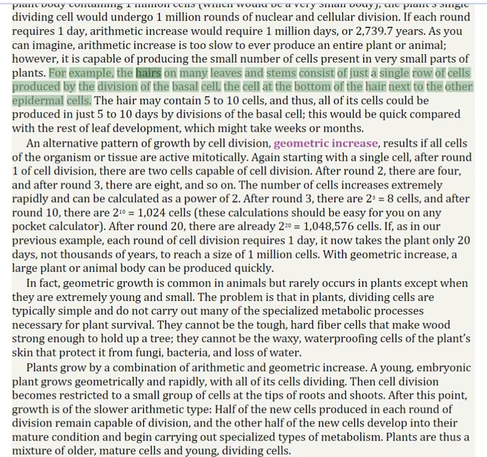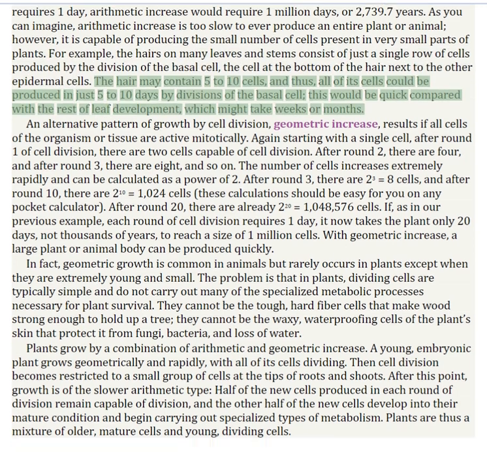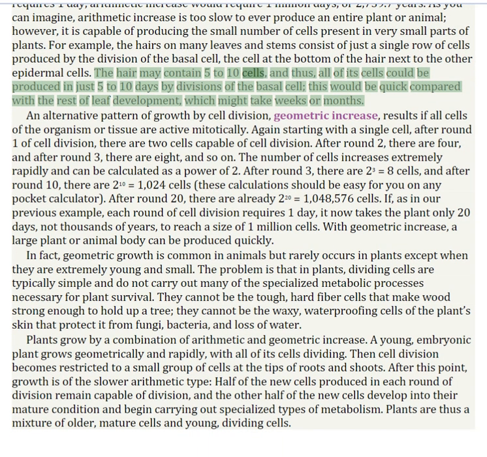For example, the hairs on many leaves and stems consist of just a single row of cells produced by the division of the basal cell, the cell at the bottom of the hair next to the other epidermal cells. The hair may contain 5 to 10 cells, and thus, all of its cells could be produced in just 5 to 10 days by divisions of the basal cell. This would be quick compared with the rest of leaf development, which might take weeks or months.